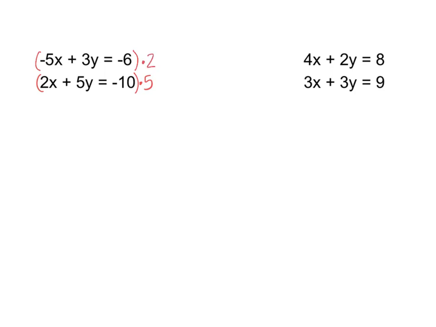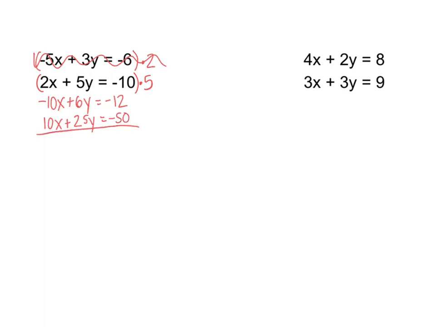So going through this work, negative 5 times 2 is negative 10x. Positive 3y times 2, positive 6y. Negative 6 times 2, negative 12. So there's the first equation. The second one, positive 2x times 5, positive 10x, positive 5y times positive 5, positive 25y. Negative 10 times 5, negative 50.